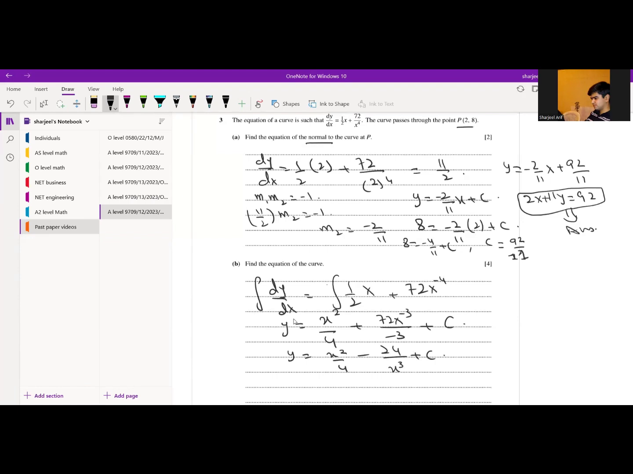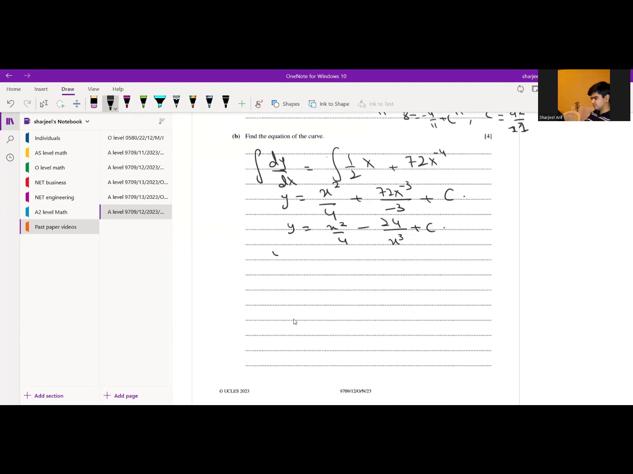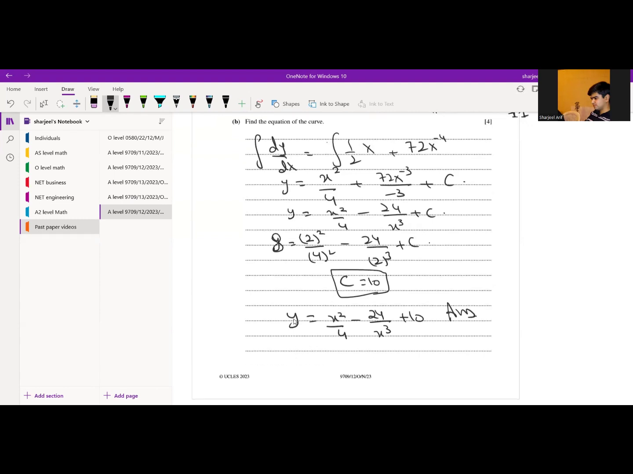plus c. Substitute the values 2 and 8 in it. Sorry, we have to substitute 8 here: 24 over 2 cube plus c. So c will be equal to 10, and the equation will become x square by 4 minus 24 over x cube plus 10. This will be our answer.